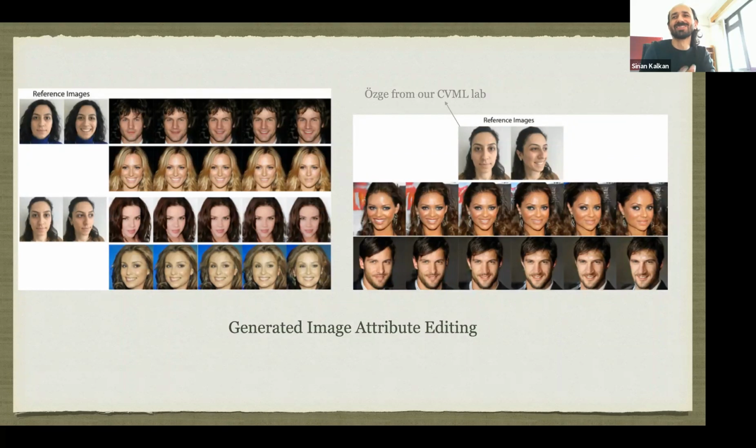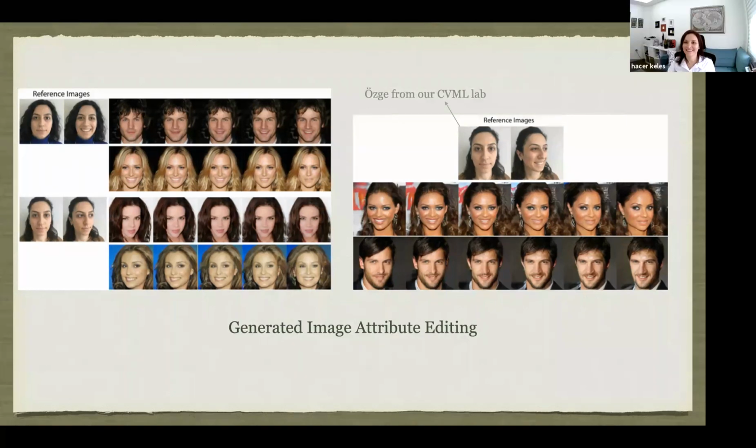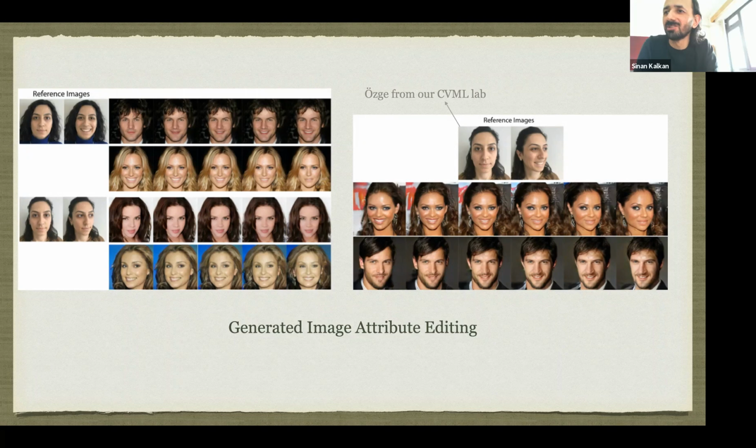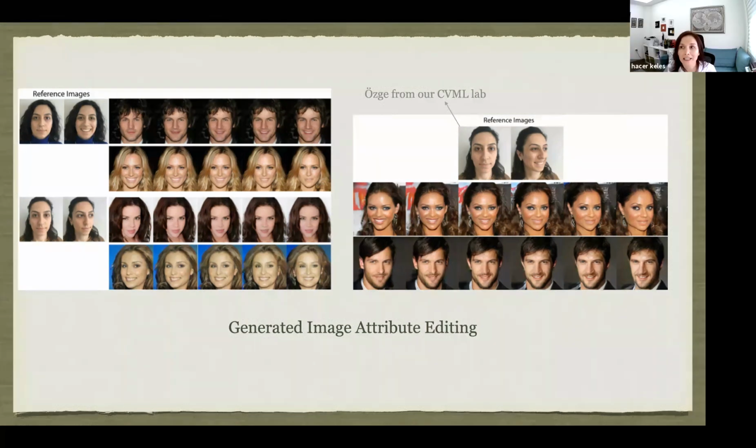Let me give space for this. Any questions from the audience? There is a question in the chat. Can you read it? The question is, did you try changing multiple features?